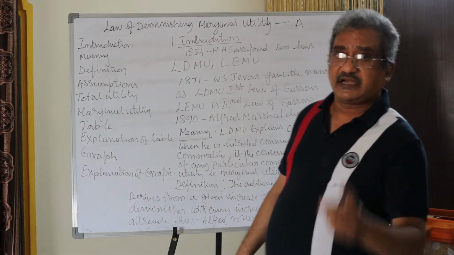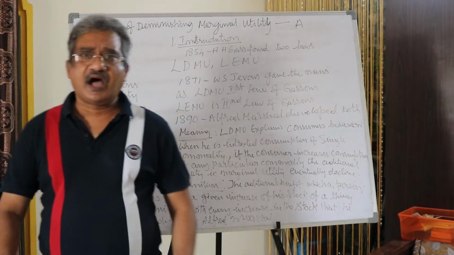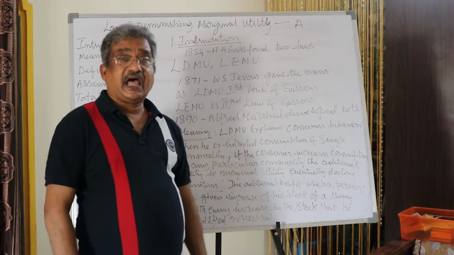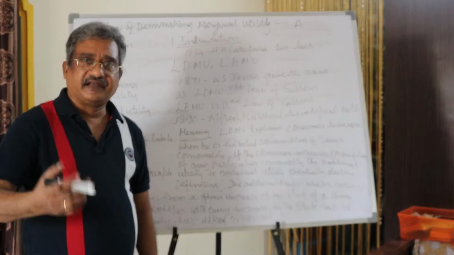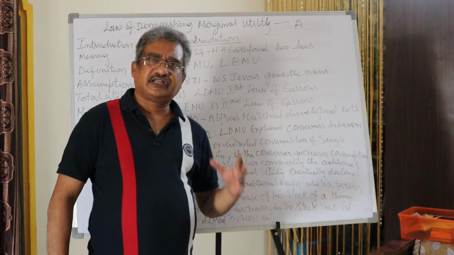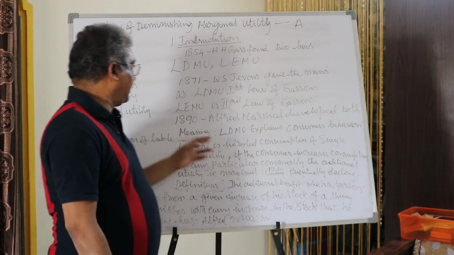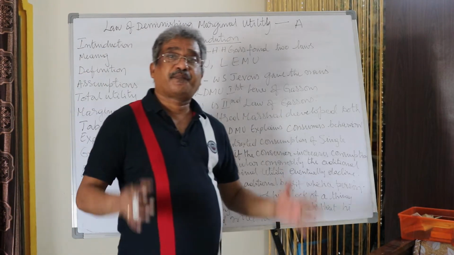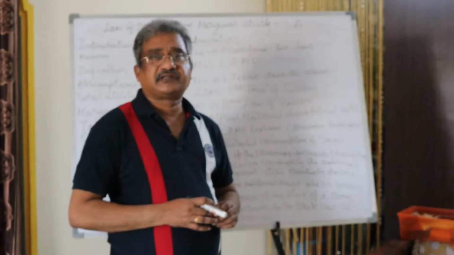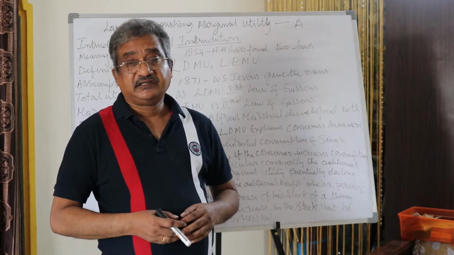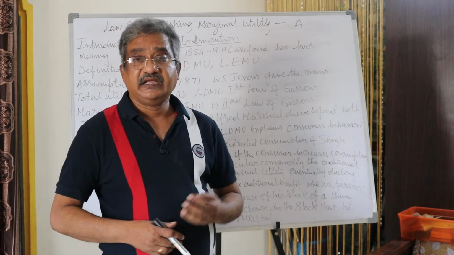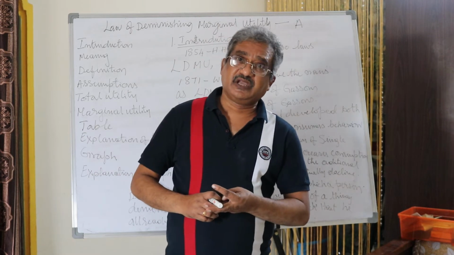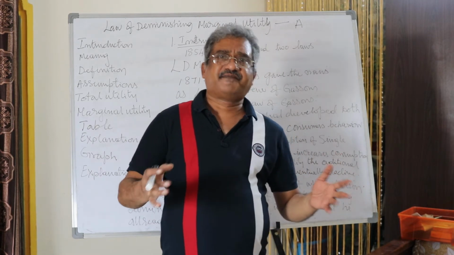The law of diminishing marginal utility is the first law of Gossen and the law of equi-marginal utility is the second law of Gossen. In 1890, Alfred Marshall developed both the laws in his book Principles of Economics. So my dear students, in the introduction there are 3 things you are supposed to write: 1854 about Gossen, 1871 about W.S. Jevons, and in 1890 Alfred Marshall.